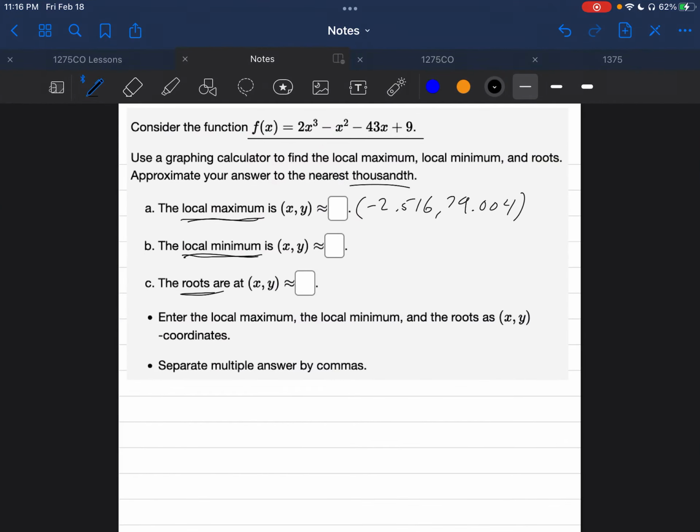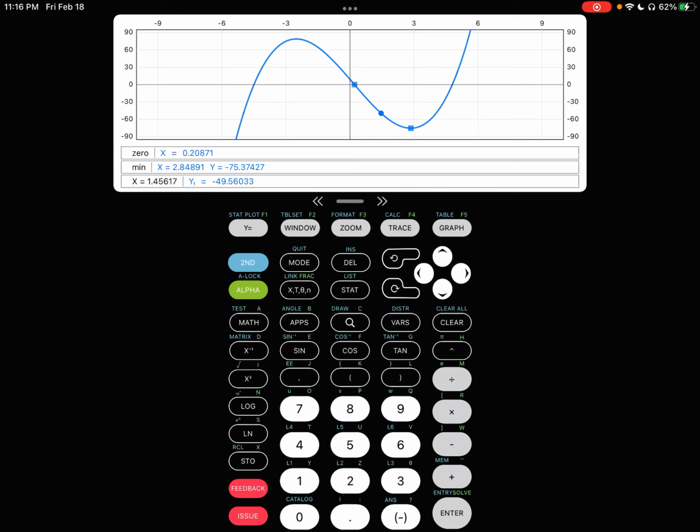What was that? 374. There it is. All right. So now let's move on to the roots. Remember, the roots are the location where this graph crosses the x-axis. So we see 3 of them here, right? Let's move our cursor all the way over to the left and take a look at that first root.